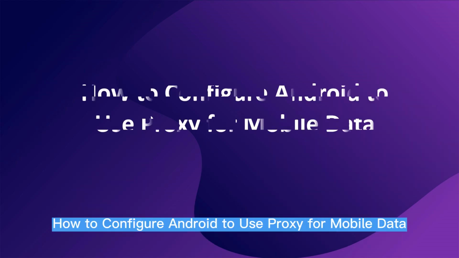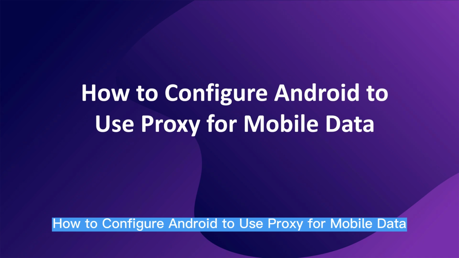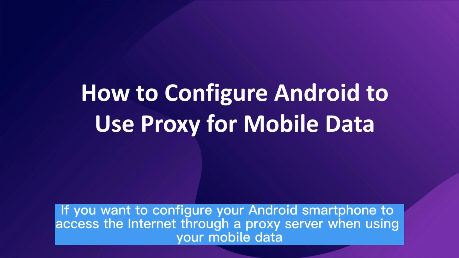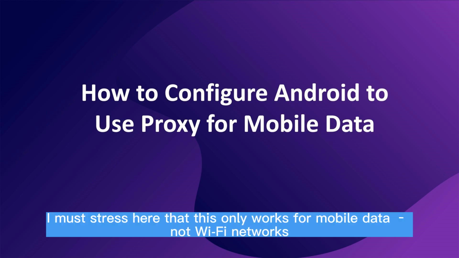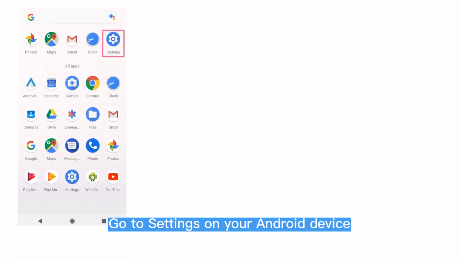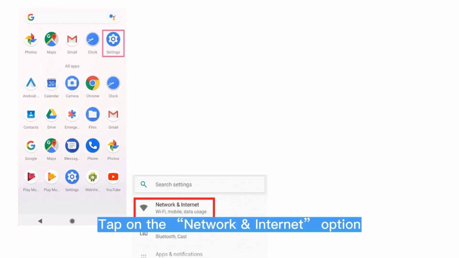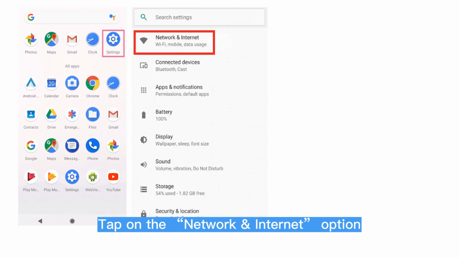How to configure Android to use proxy for mobile data. If you want to configure your Android smartphone to access the internet through a proxy server when using your mobile data, follow the steps below. I must stress here that this only works for mobile data, not Wi-Fi networks. Go to Settings on your Android device. Tap on the Network and Internet option.